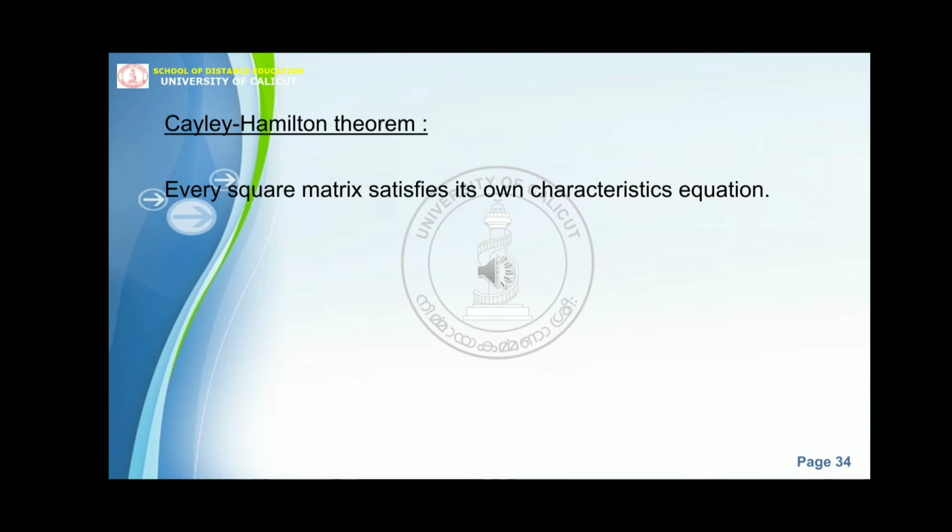Cayley-Hamilton theorem is an important theorem regarding the characteristic equation of a matrix. So the Cayley-Hamilton theorem states that every square matrix satisfies its own characteristic equation. So we know that for every square matrix A, we have a corresponding characteristic equation. And this theorem states that the matrix will satisfy its characteristic equation.